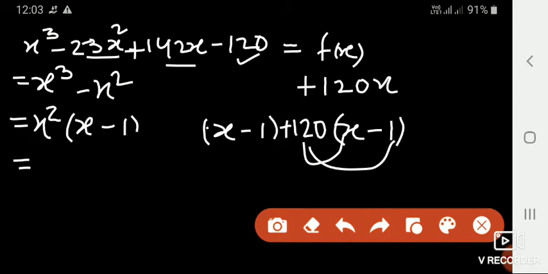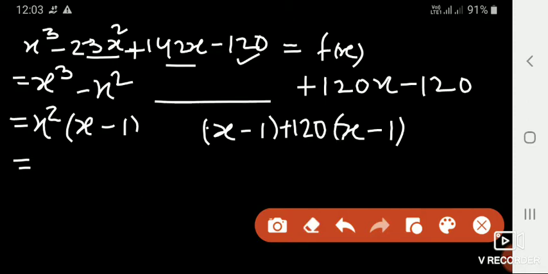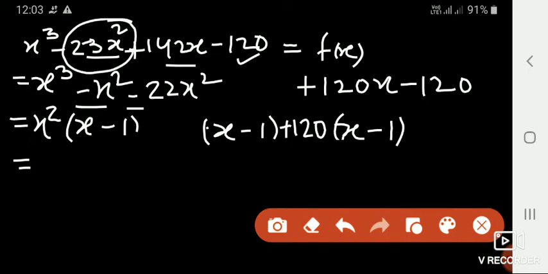Now see, what types of polynomials will be written here, so that we have to complete minus 23x square and 142x. See carefully. Here you will find 23x square. So here I will write minus 22x square, because minus minus plus, and then this result will be obtained. So I have split minus 23x square into minus x square and minus 22x square.